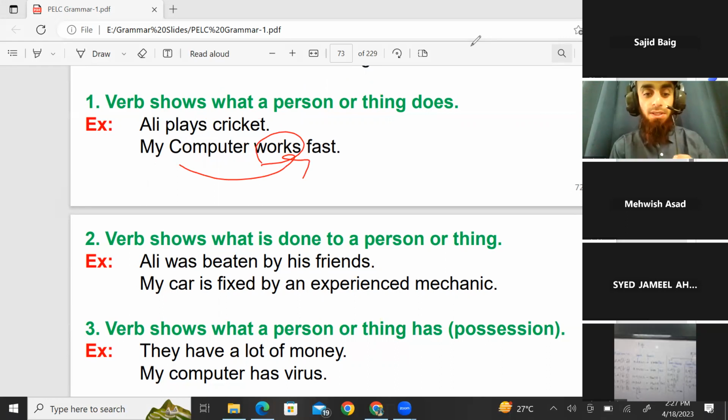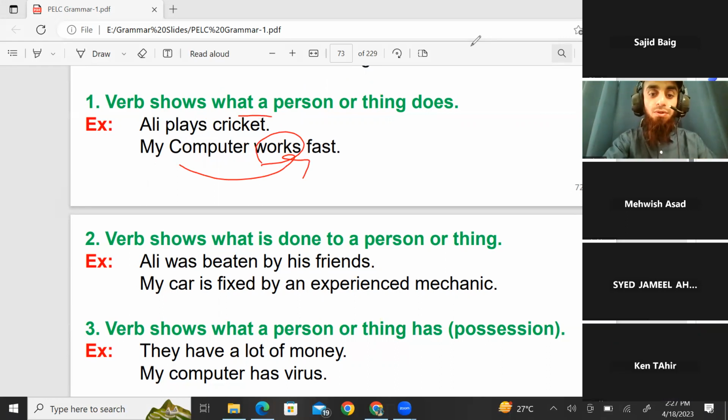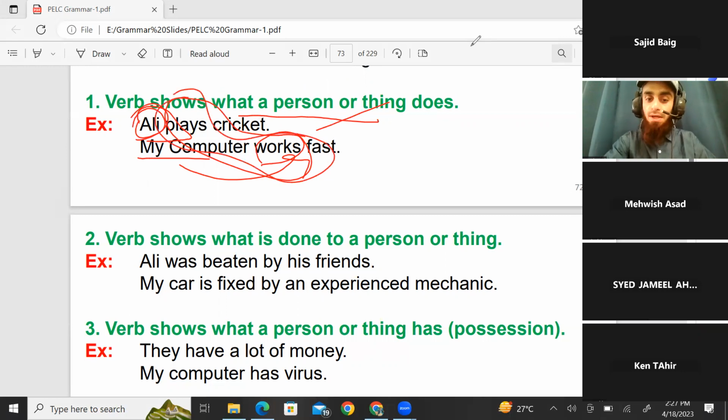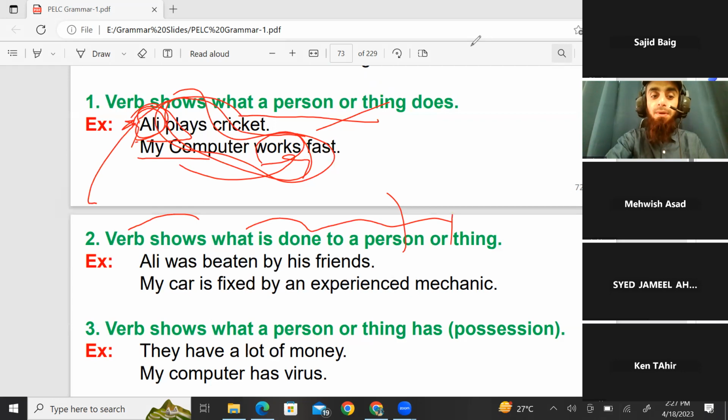Again, look at the definition of a verb, that it shows an action or a state. In both positions here, the action is shown. In the first sentence there is a person, but in the second there is a thing. In both, the action is performed, and that is called a verb. The next use: a verb shows what is done to a person or thing. In the first, what the person has done, and in the next, what happened to them.